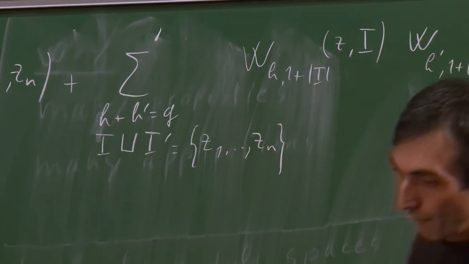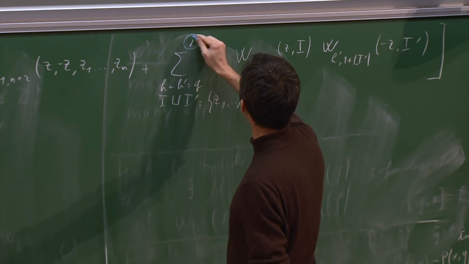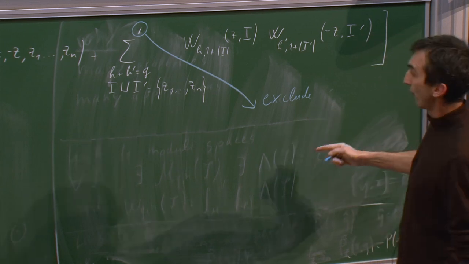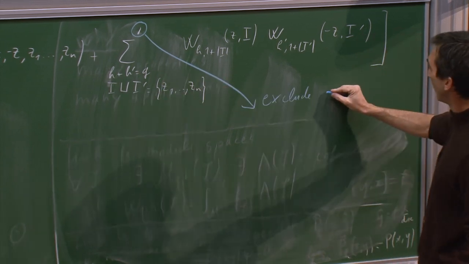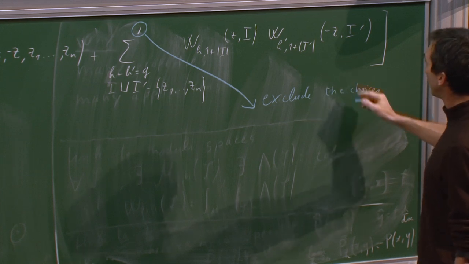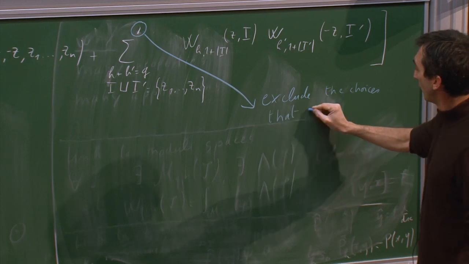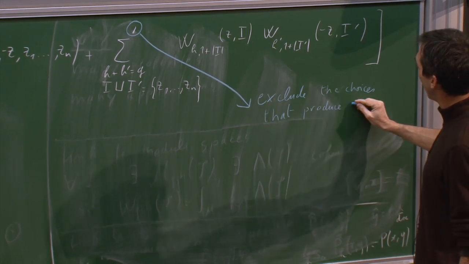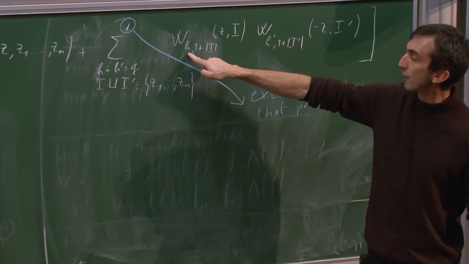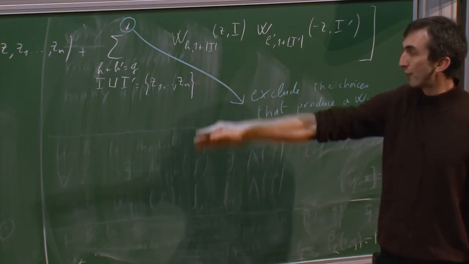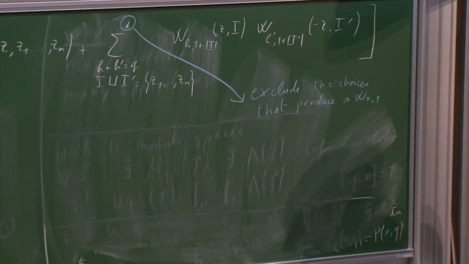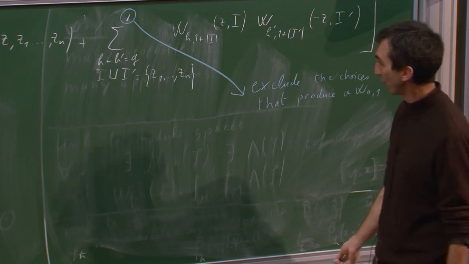The prime here means that you should exclude the choices that would produce a W01. So every time you have h equals 0 on I empty set, this should be excluded from the sum. Or if you have h prime equals 0 on I prime empty set, this should be excluded from the sum. That's what this prime means. So you don't want any W01.